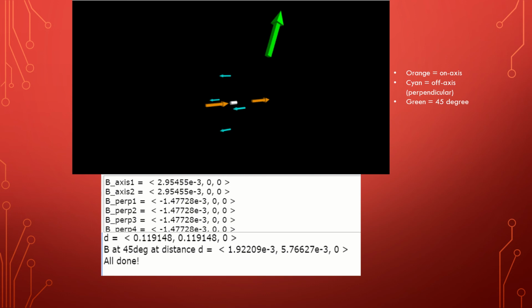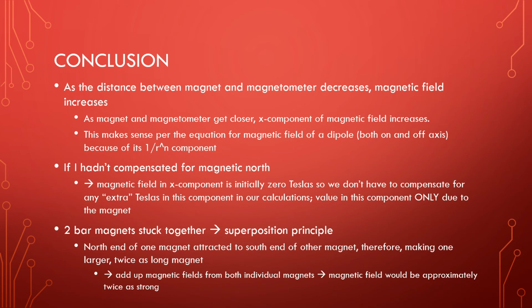In conclusion, as the distance between magnet and magnetometer decreases, the magnetic field increases, which makes sense because of the 1 over r^n component of the magnetic field of a dipole. And if I hadn't compensated for magnetic north, then I would be accounting for other values that aren't just from the magnet, but from other objects such as electronics or the Earth.